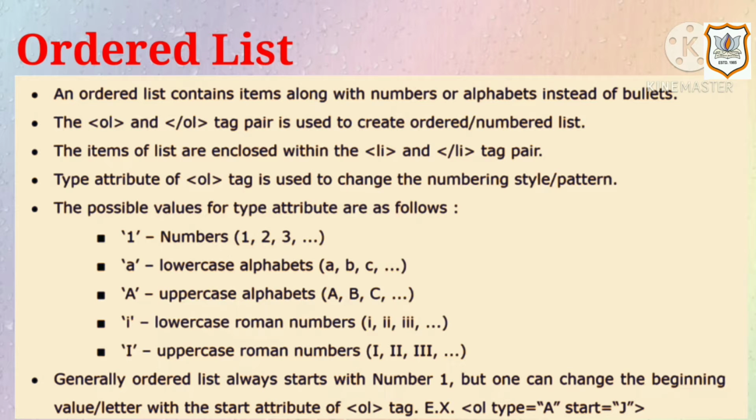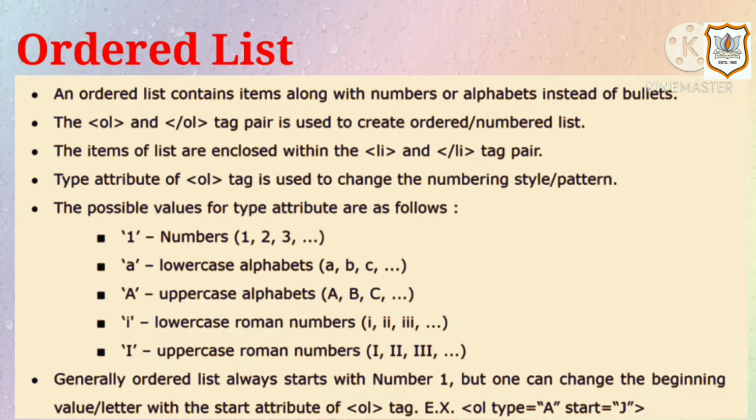Next one is ordered list. An ordered list contains items along with numbers or alphabets instead of bullets. To create an ordered list in HTML, the OL tag and /OL tag pair is used. The items of list are enclosed within the LI and /LI tag pair. Type attribute of OL tag is used to change the numbering style pattern.